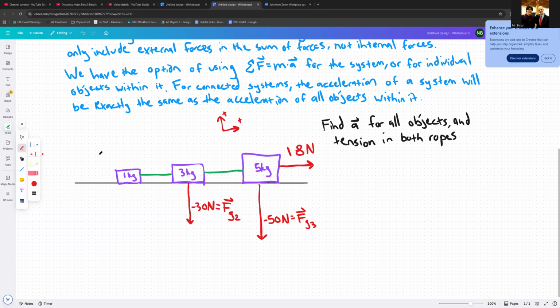They expect you to do the reverse as well. If they give you a 30 Newton force of gravity or negative 30 newtons, they would expect you to be able to know that the mass of that object is 3 kilograms.